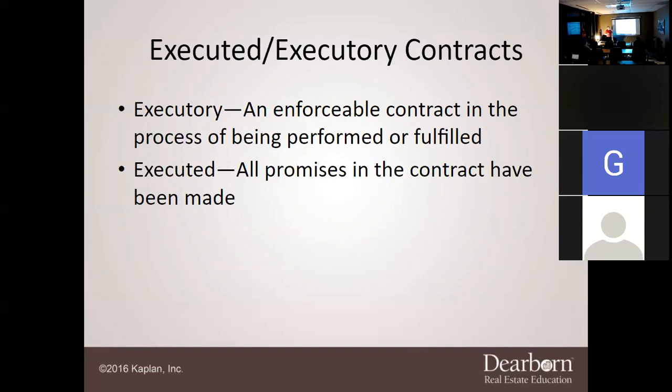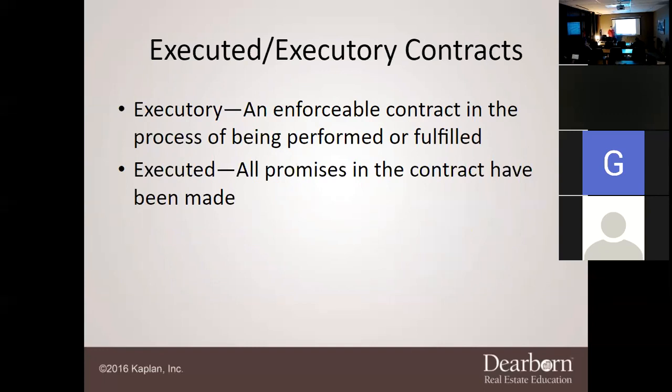Why do you say executory? Yeah, because it's the process, right? The enforceable contract is in the process of being performed or fulfilled. Executed is when it's done. So while we're negotiating, we're executory. When we sign the contract, when me and you sign, executed.